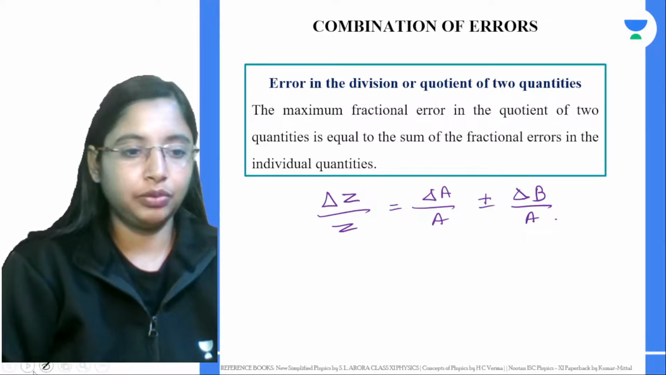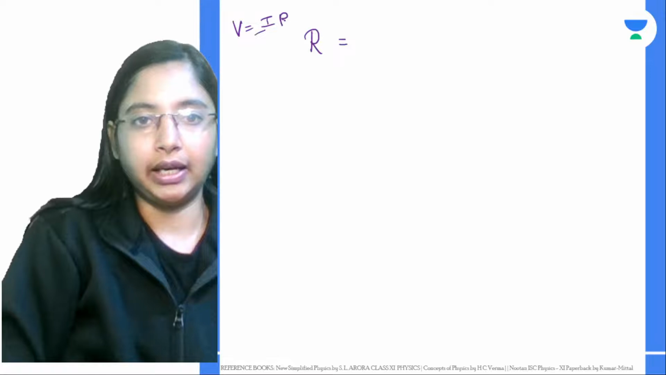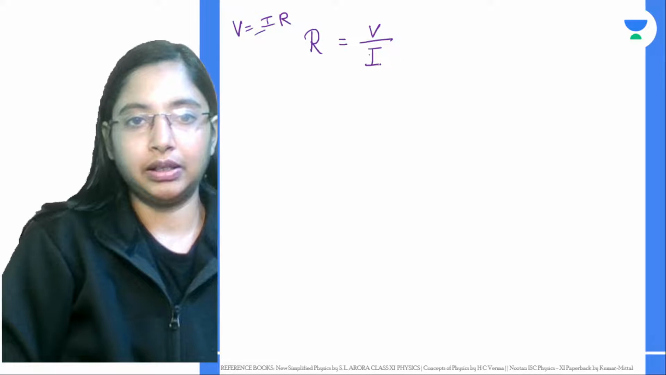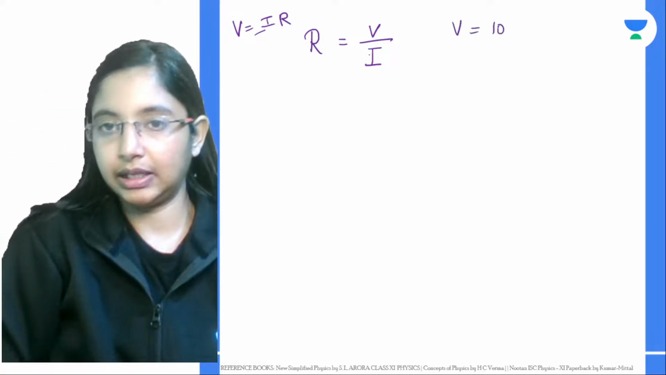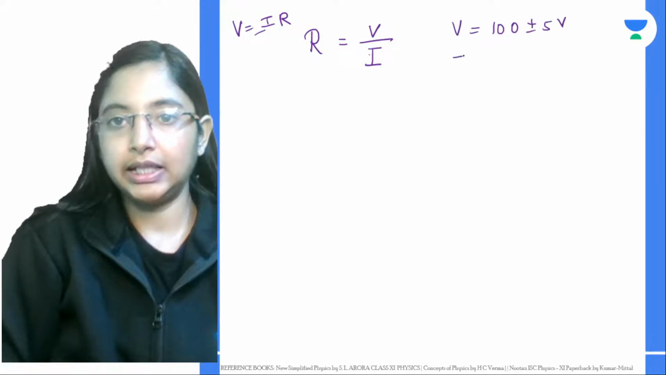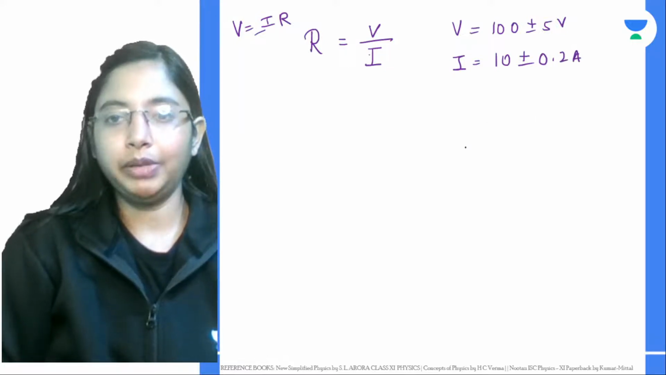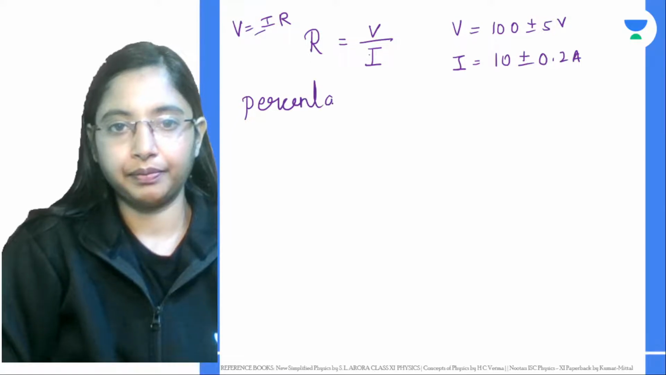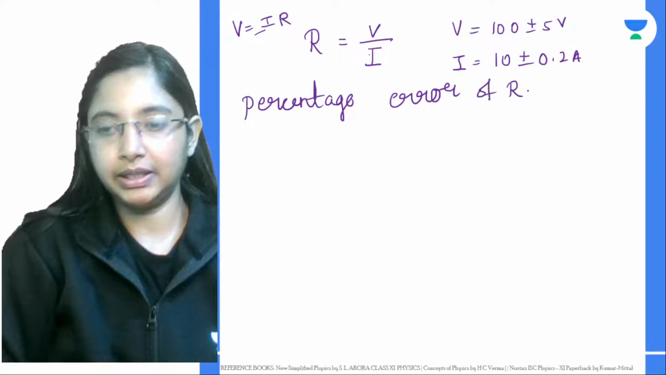Alright, let's do one question because we came till here. Let's say the resistance. How is the resistance given? We know V is equal to IR, right? From there, resistance will be V by I. Let's say this V value over here is 100 plus or minus 5 volts, and let's say the current value is 10 plus or minus 0.2 amperes. What will be the percentage error of R? Let's find the percentage error of R.